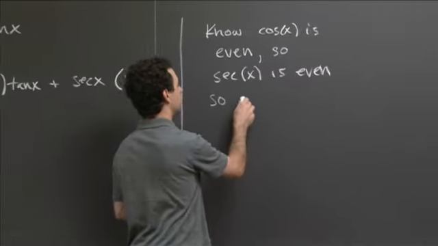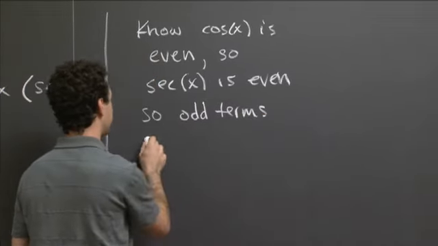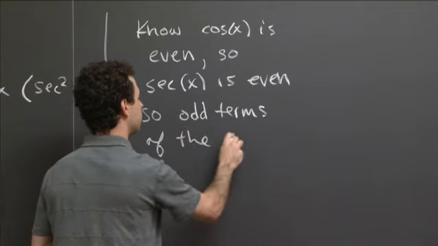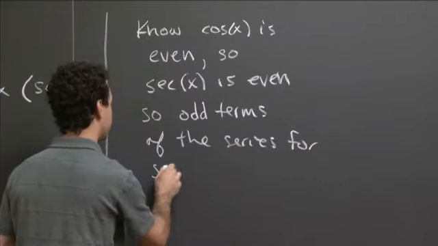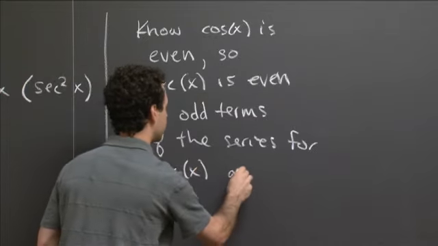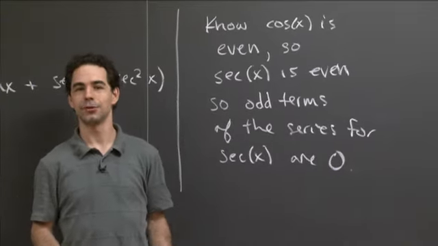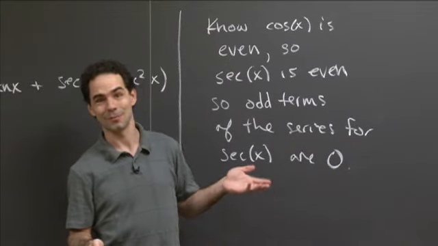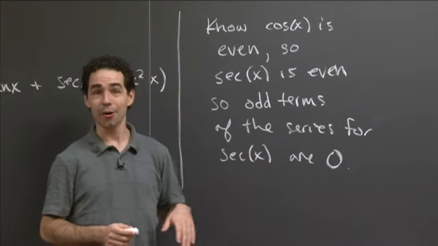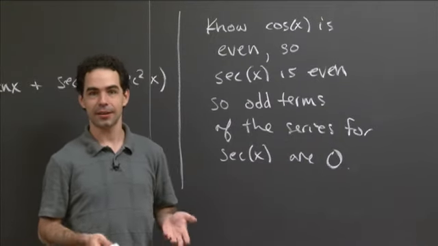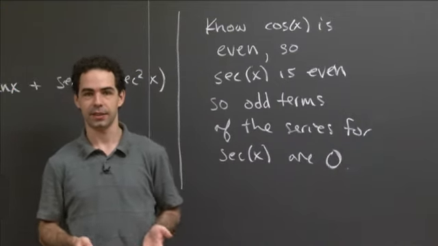So the odd terms of the Taylor series for secant of x are 0. Okay, so that's one thing you can get right away. So that gives you, if you like, half of the terms of the Taylor series. It's a little bit of a joke, but okay. So then you only need to figure out the even terms. That's one way we can leverage the relationship between secant and cosine.